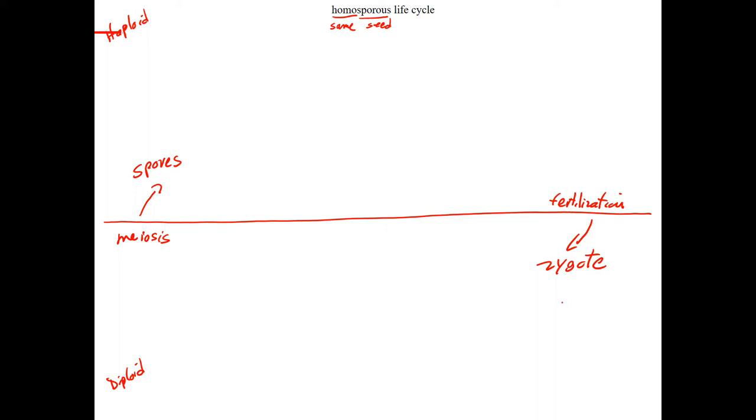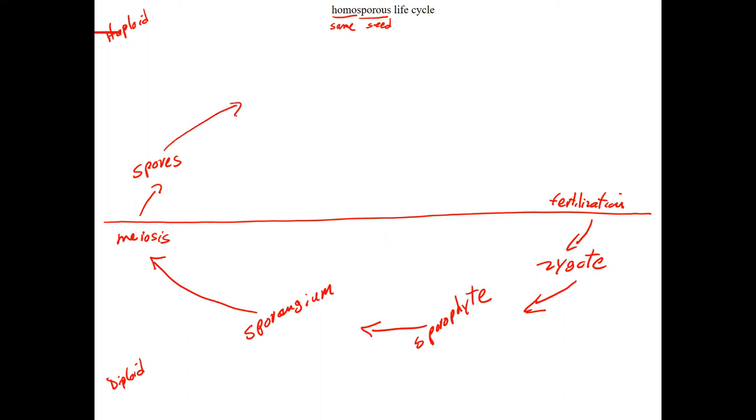So let's follow around from the zygote. That zygote is going to grow by mitosis, mitotic cell divisions, and produce a sporophyte. The sporophyte, as part of its body, is going to have boxes that bear the spores, and those are called spore boxes, sporangia. I'm just going to write that singular, sporangium. And within the sporangium is where meiosis occurs to produce our spores.